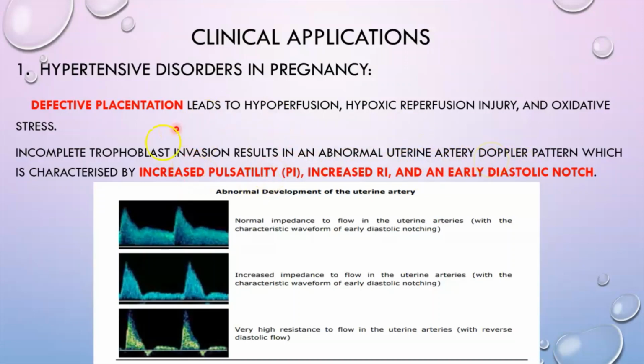What happens? There is increased pulsatility or increased RI, that is, there is increased resistance to the flow in the uterine artery, and you can see an early diastolic notch. See friends, as you can see in this picture, this is a normal impedance to flow in the uterine arteries. In the second picture, you can see that there is increased impedance to flow and the diastolic flow has decreased. And in the third, there is very high resistance to flow in the uterine arteries with almost reversal of the diastolic flow.